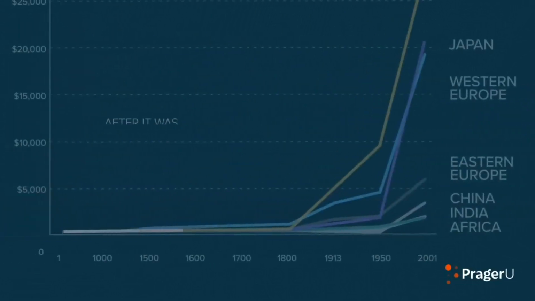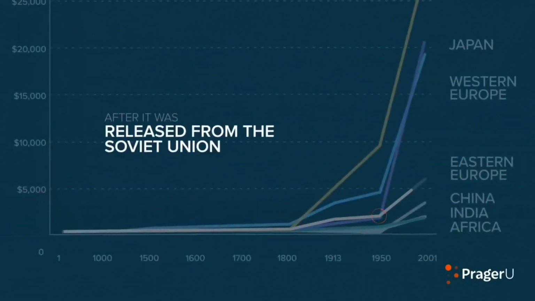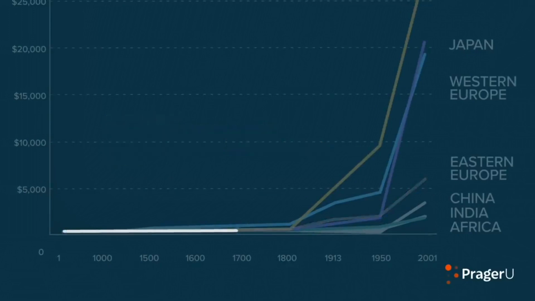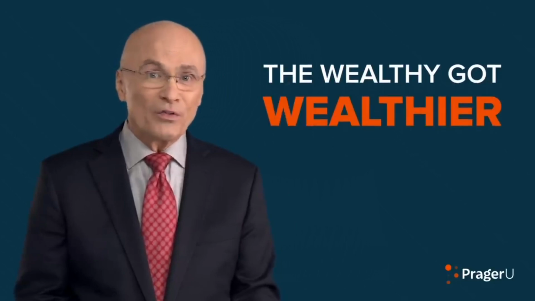Eastern Europe took off after it was released from the Soviet Union and socialism in 1991. China did likewise after the Chinese moved away from strict socialism and implemented some limited free market policies. One can only imagine where China would be now if its leaders had fully unleashed the forces of the free market. Yes, during this period of economic expansion, the wealthy got wealthier.